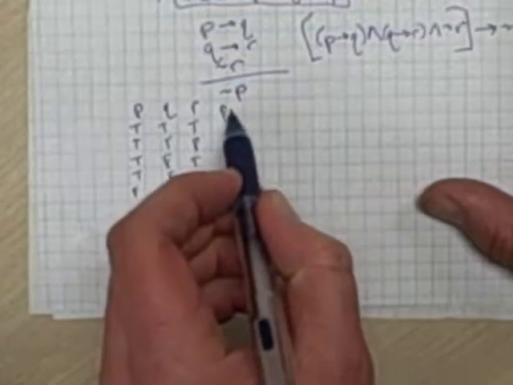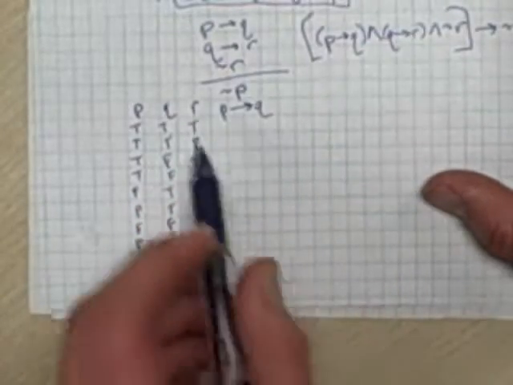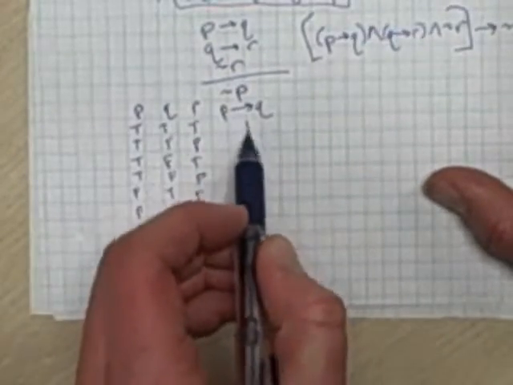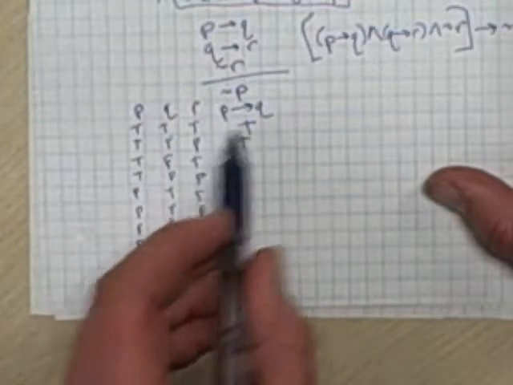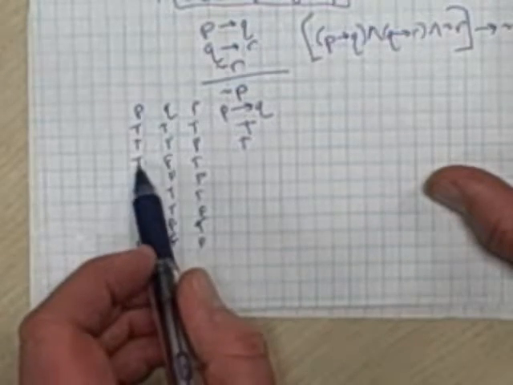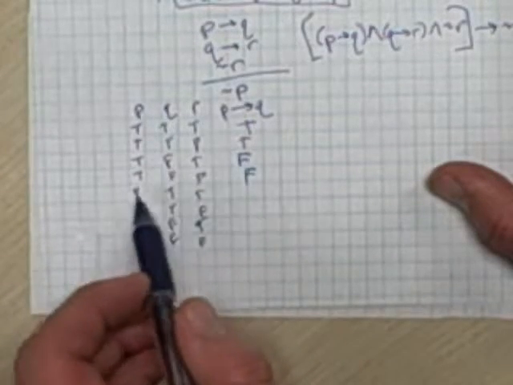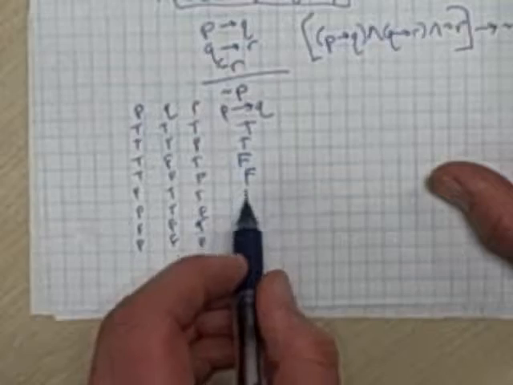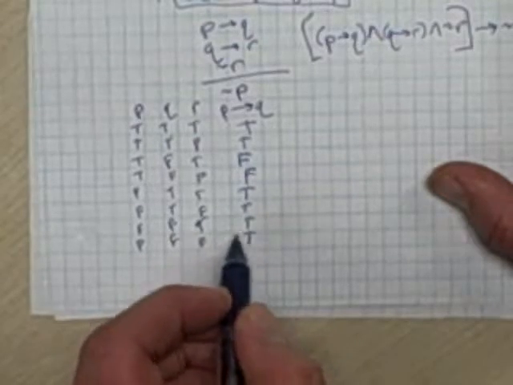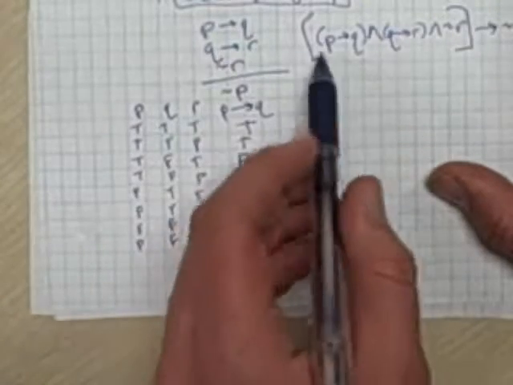All right, so P implies Q. True, true. Again, the only time an implication is false is when a true implies a false, where the if part happens and the then part doesn't. And if the if part is false, it hasn't been disproved, so it's still true. So that's that piece right there.